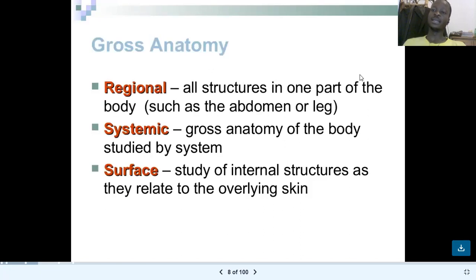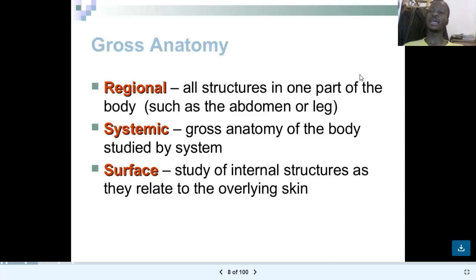right? Then to learn gross anatomy, it can either be regional, it can be systemic, or it can be surface, right? Between regional and systemic, for the Zimbabwean education, we learn using the regions. So you start with your upper limb, you proceed to the thorax, then the abdomen, the pelvis, then you go to the lower limbs, then you come back to do the head and neck. Then lastly, you finish with neuroanatomy, right?